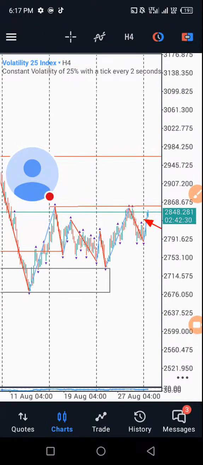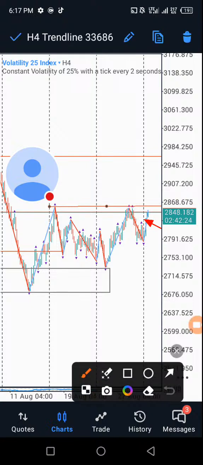So once the market breaks out of this high here, what we want to do now is to check the level that actually gave us the breakout. So it is that level that gave us the breakout that we will mark as our demand zone.